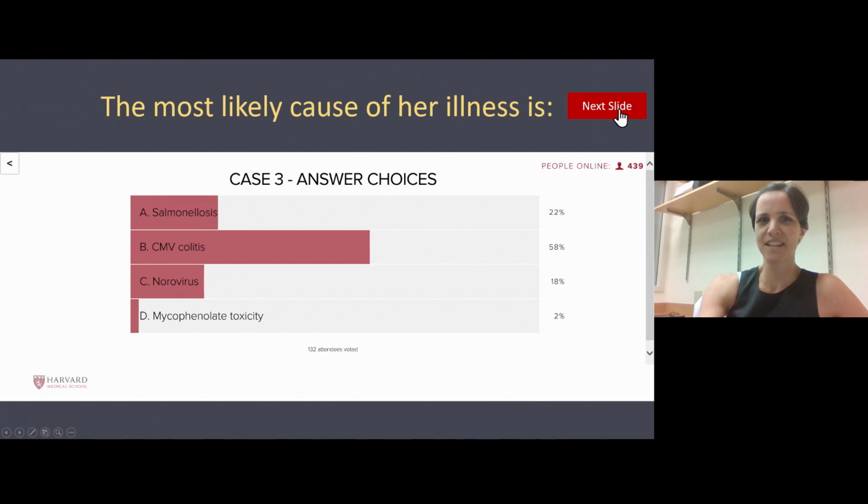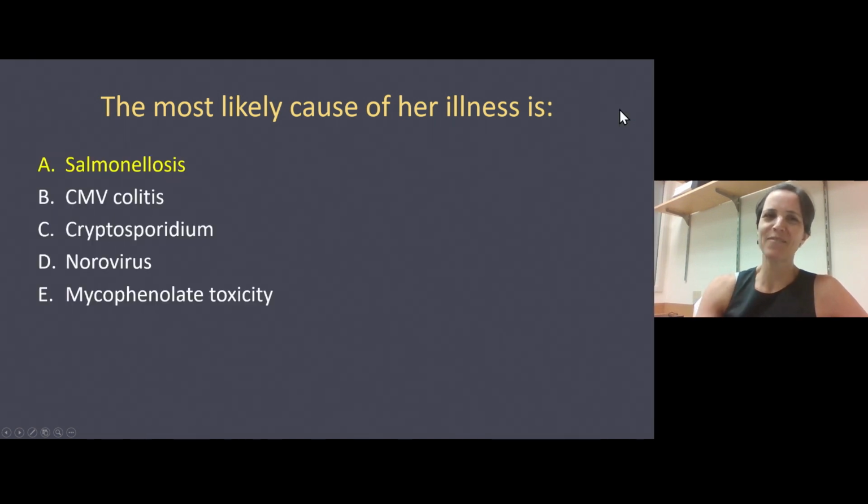Now, it looks like most people like CMV colitis and then equally norovirus and salmonella. This is one of my favorite questions, although when we did the automated voting, I didn't get cryptosporidium in there. It's one of my favorite questions because everybody wants to answer CMV, and I will explain to you on the next slide why it's not CMV. But you'll notice, if we've gotten all the questions in the ARS, CMV colitis and cryptosporidium are opportunistic infections. Norovirus is something you can get in the community, but it doesn't quite look like this, right? People don't have high fevers and belly pain with norovirus, so that's why that one's not right. And then mycophenolate, she's been on for a long time.